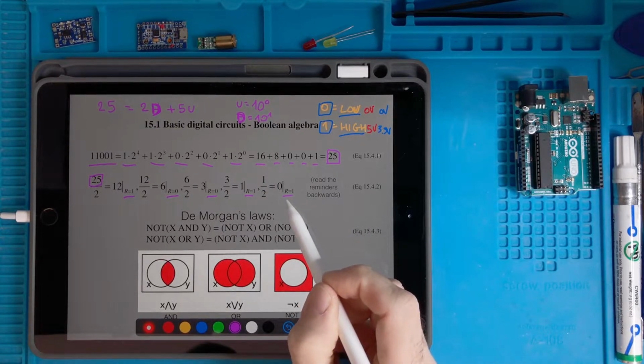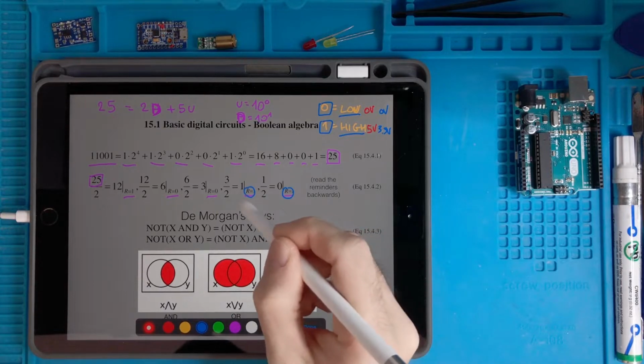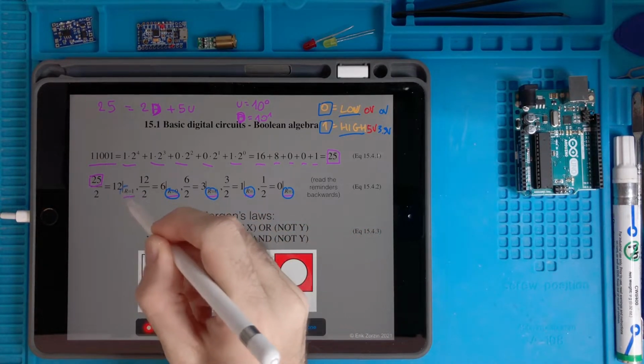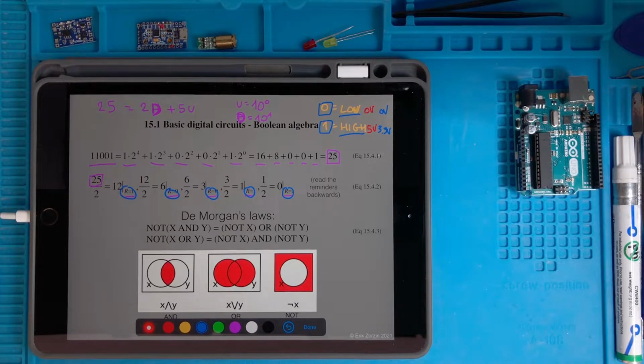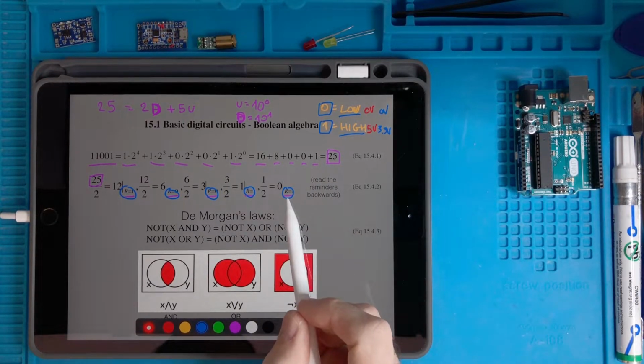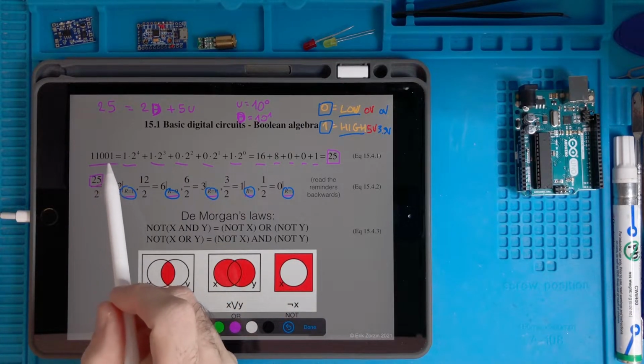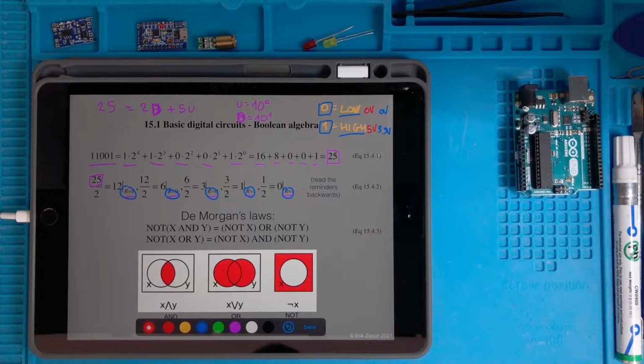And then we read all those remainders backwards. This is the procedure. It can be demonstrated. So if you read all of them backwards, you have 1 1 0 0 1. So with simple rules, we can convert a binary number into a decimal and a decimal into a binary.